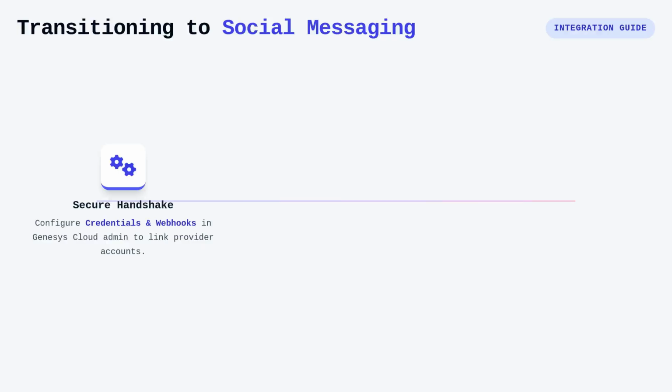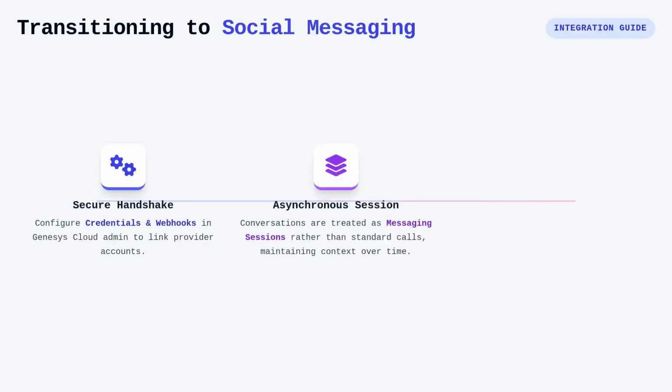Once you link an organizational social account to the platform, Genesys Cloud begins to treat these interactions as asynchronous messaging sessions rather than standard phone calls. This abstraction remains a critical concept to grasp because it dictates how the system tracks context over time.